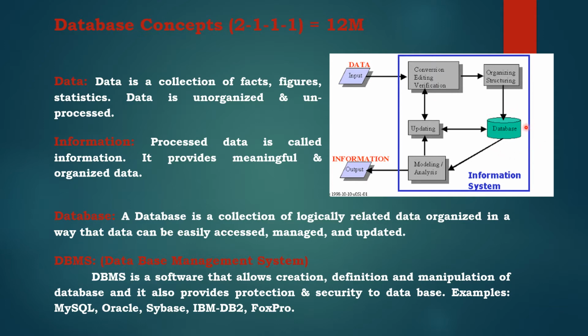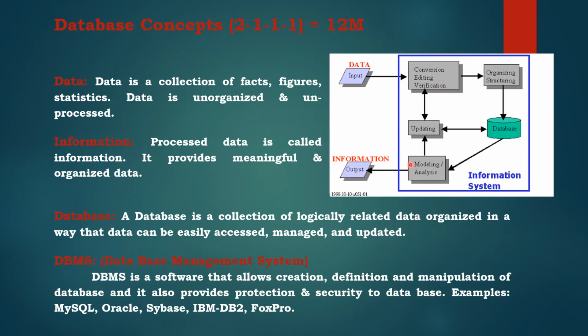Why do we need to store it in the database? A database is a collection of logically related data organized in a way that data can be easily accessed, managed, and updated. See here, the data present in the database is organized, it is possible to update, and it is possible to manage and access easily for further use. Once the data is processed, that data is called organized data, and it is going to be given as output.